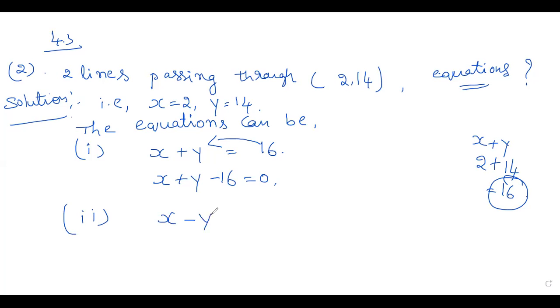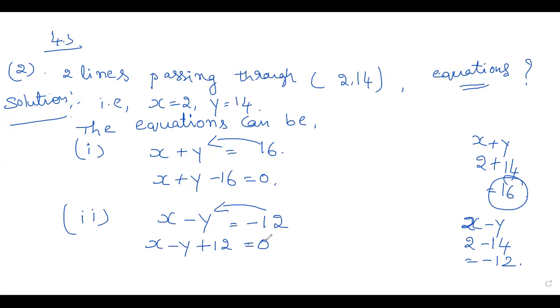You can write x minus y is equal to minus 12. Okay, x is 2, right? x minus y, x is 2 and y is 14. What is the answer here? Minus 12. Okay, children, this is how we have written the second equation. Take this minus 12 to the left hand side. It becomes plus 12, that is equal to 0. This is your second equation. Write one more equation.